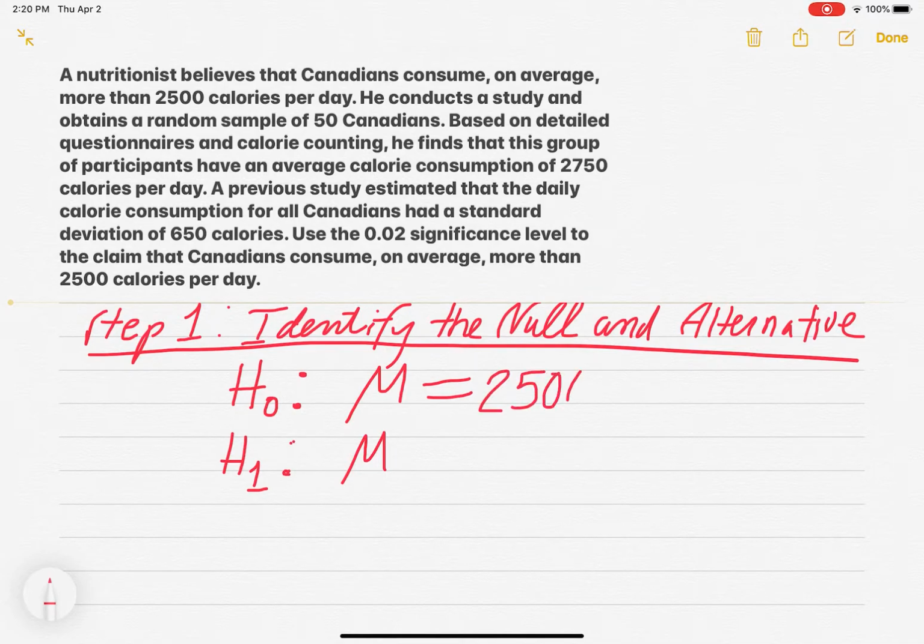Now the claim that we're testing is that the average is more than 2,500. Since the keywords more than show up, we're going to use that for our alternative. Remember, the alternative does not involve equality. It would be either a less than, a greater than, or a not equal to. In this case, since the words more than show up, we're going to use greater than. This is actually the claim that's being tested, the nutritionist's claim that the average is more than 2,500. So we have our null and our alternative hypothesis.